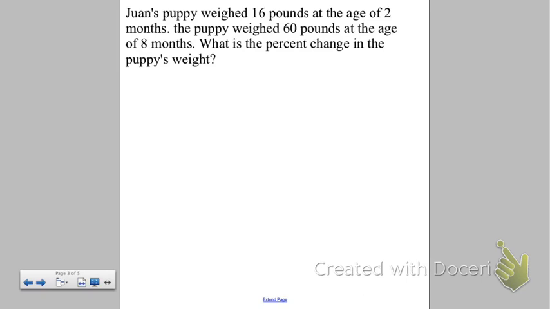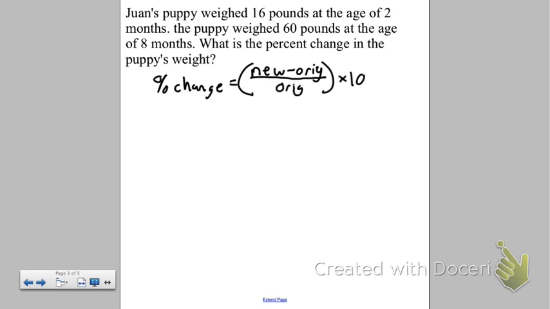Our percent change formula is always going to be the same. Percent change equals the new minus the original, divided by the original, multiplied by 100. The puppy weighed 16 pounds and then weighed 60 pounds. So I know that my percent change is going to be an increase.